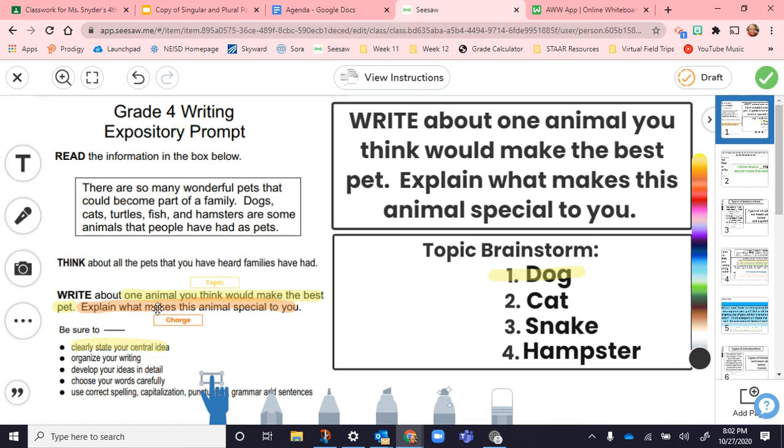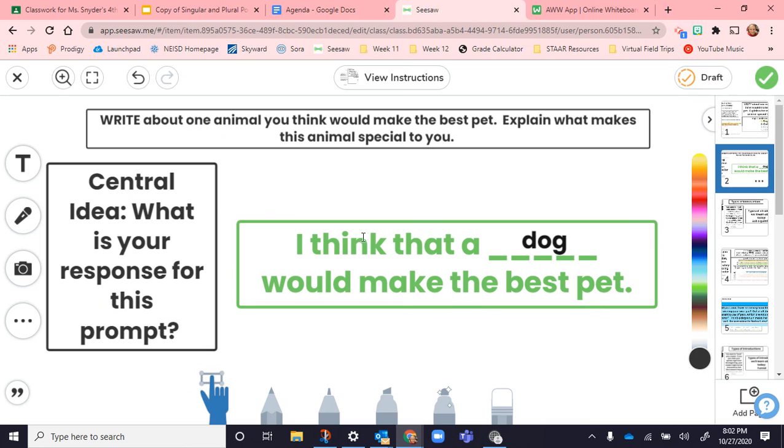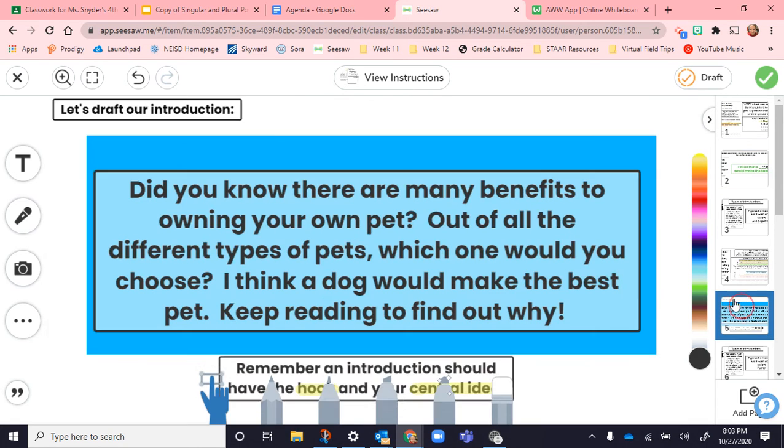If this one is saying, what animal do you think would make the best pet? You have to tell the reader, I think that a blank would make the best pet. You have to respond to the prompt. You have to give your central idea. Okay. So you need to highlight this part right here. It has to be there.